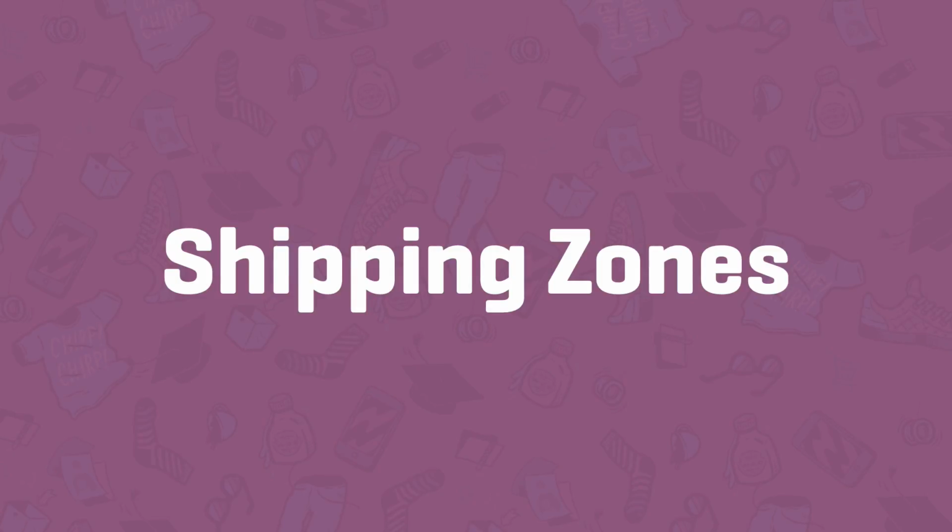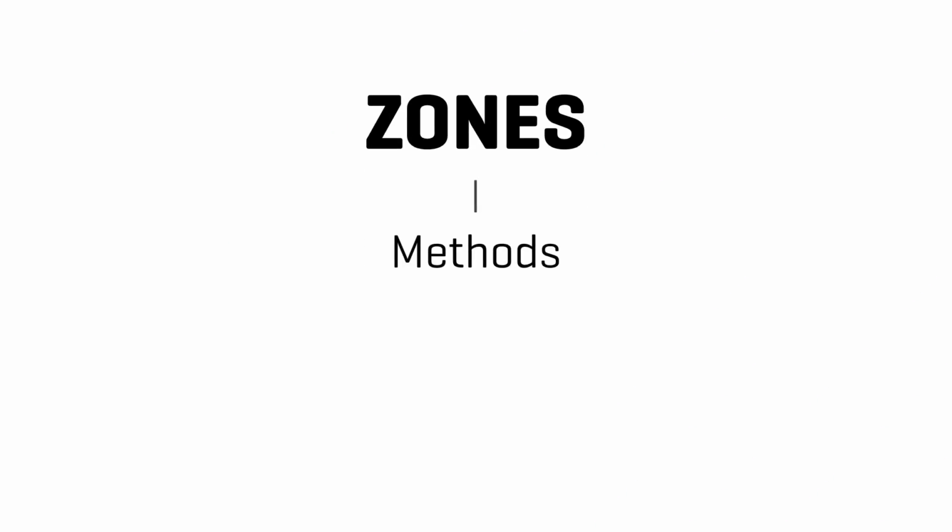If you're selling physical products, you've got to ship them. Shipping in WooCommerce works by first setting up shipping zones, then adding methods to those zones, and lastly, rates to your methods. So let's dig in.